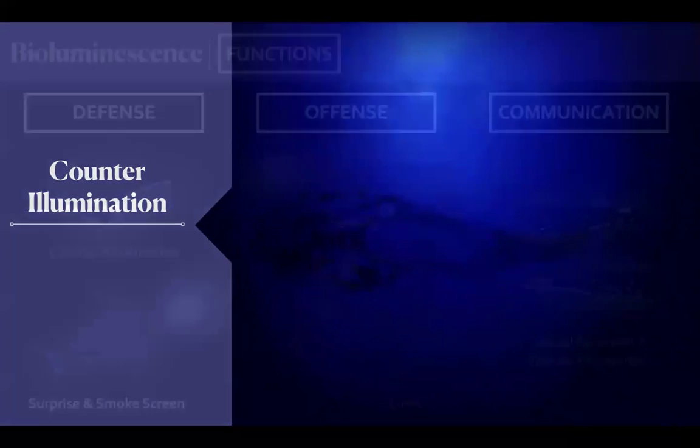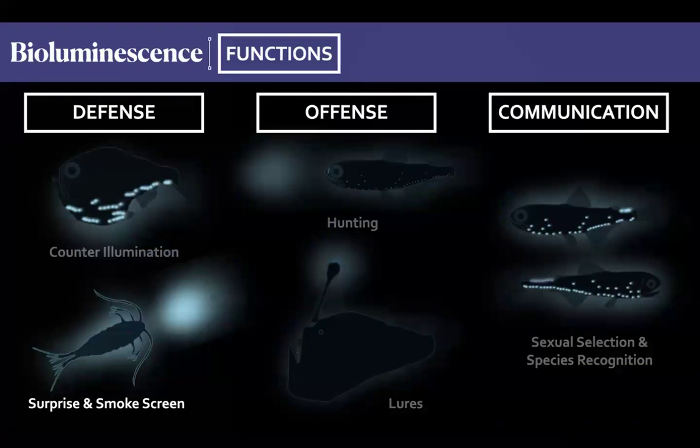And so if you have light organs on the surface of your body that can match the color of the light that's coming down, it obscures your silhouette from predators that might be lurking below you in the water column looking to eat you. A lot of the organisms that do counterillumination are using bioluminescence as defense, which is great. I think that's fantastic. It is a really good way to promote survival in the deep sea.